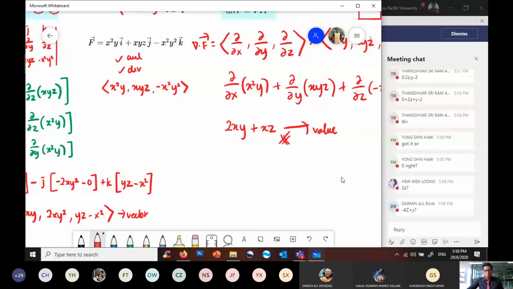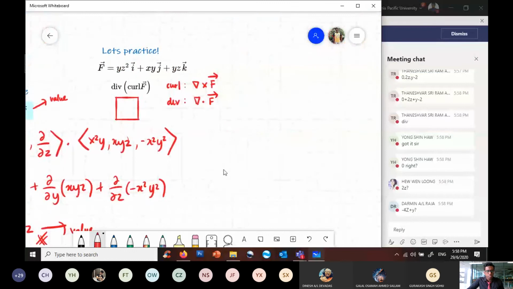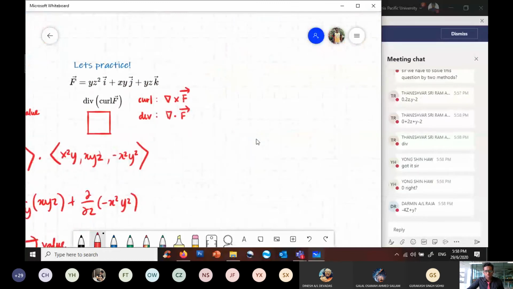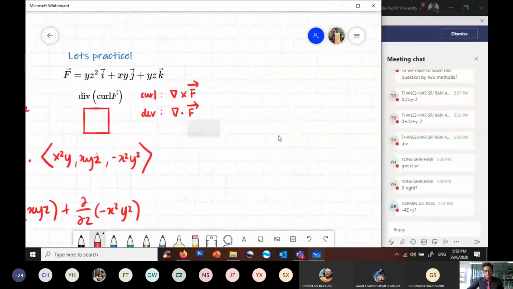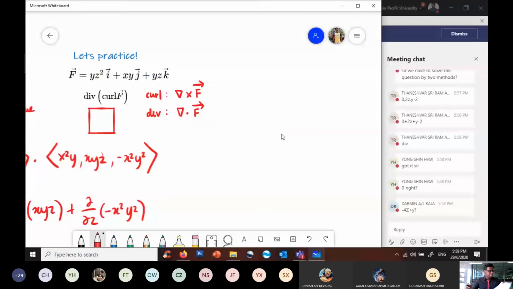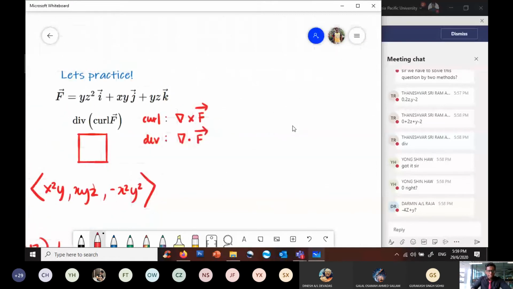Okay, I can see a bunch of mixed answers here. Let us just do this then. Meanwhile, if any of you are still trying, please continue. But let me see. First part is curl f, then only I find the divergence. Yes, it should be 0.